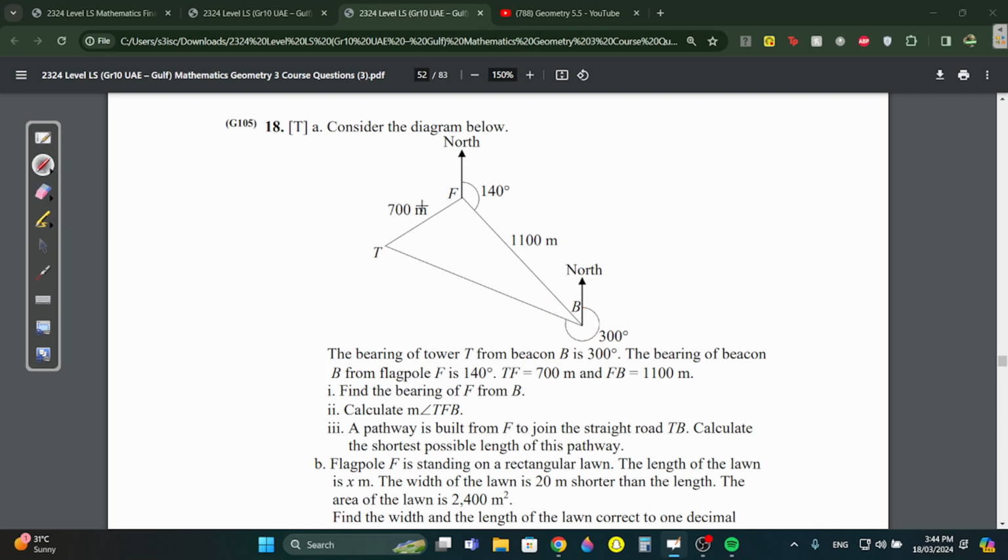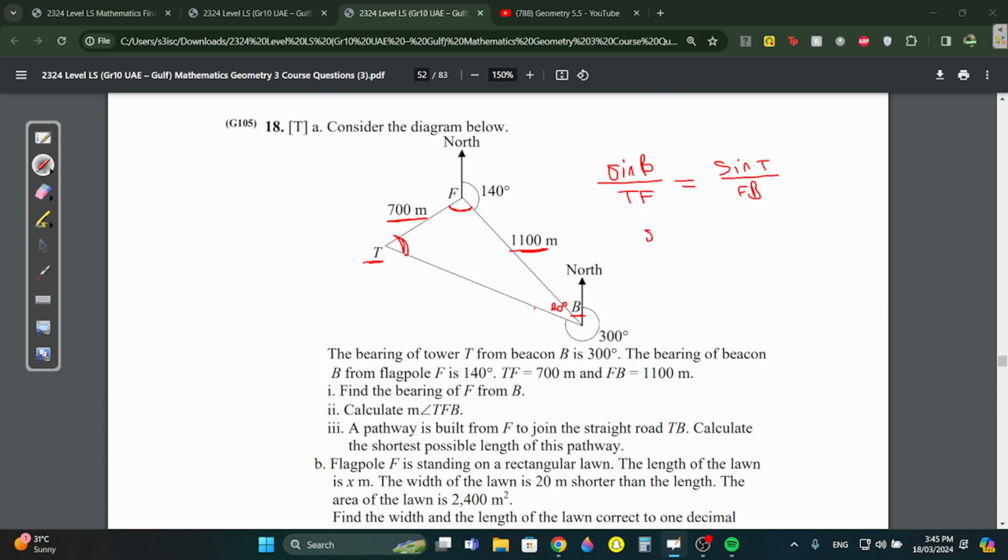Calculate the angle TFB. We said this one is 20 degrees. We want this angle here. I'm going to give you the steps, but you're going to need to use the sine rule. There's more than one step. First, we have this angle and its opposite. We also have this side. Can we find this angle? Yes, we can. Remember the sine rule: sine B over TF equals sine T over FB.